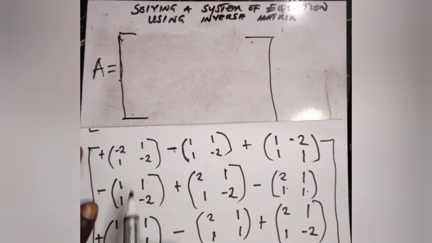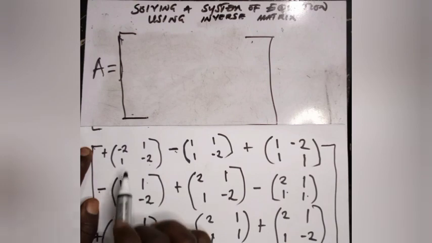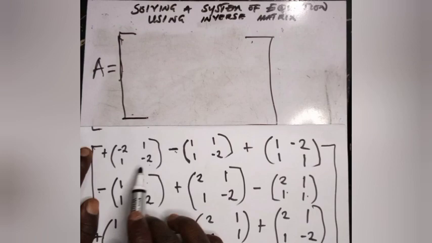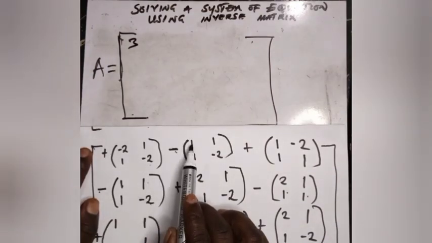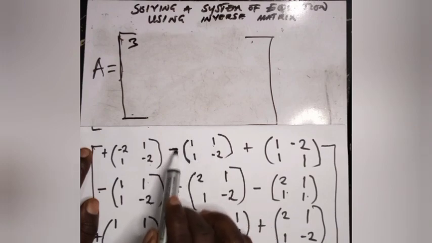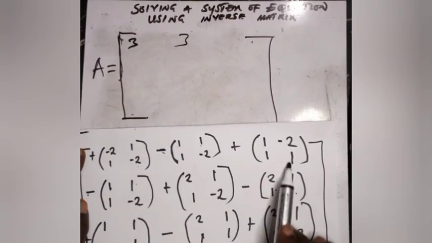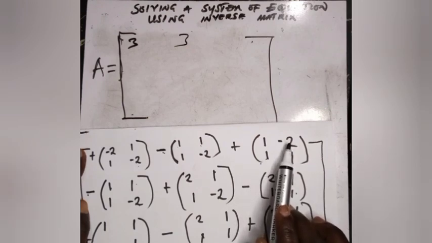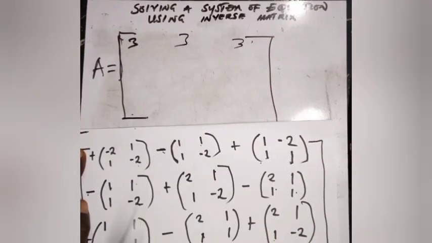Step 4, let's find the determinant of each of these matrices. 2 times this one, 2 times -2 times -2, which is +4, minus 1, which is 3 here. Then this one, 1 times -2, which is -2, minus 1, which is -3. Here there is negative, so it will be +3. Then 1 times 1, 1. Then 1 times -2, negative times negative, which is positive. So 1 plus 2, which is 3 here.